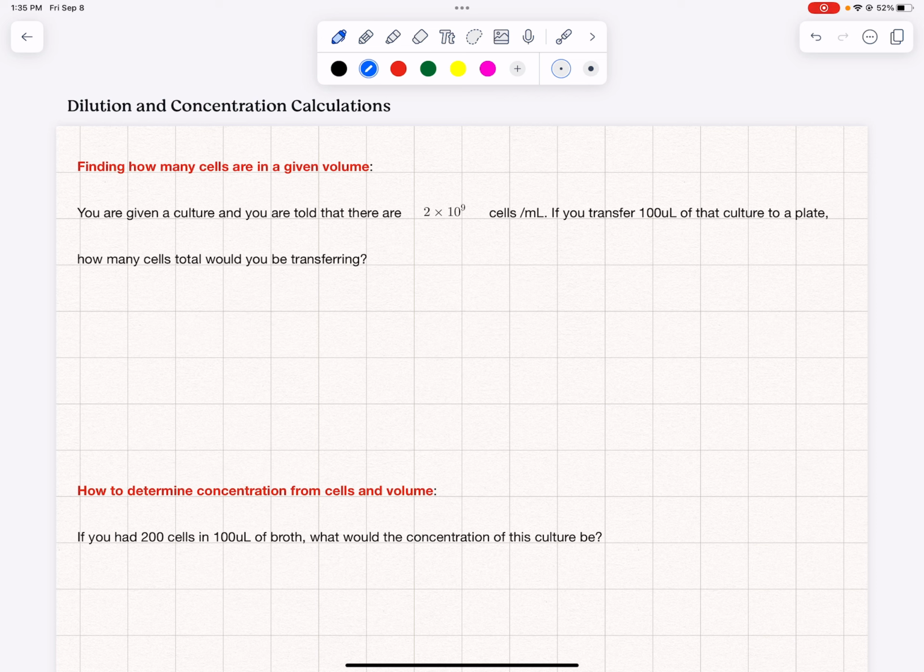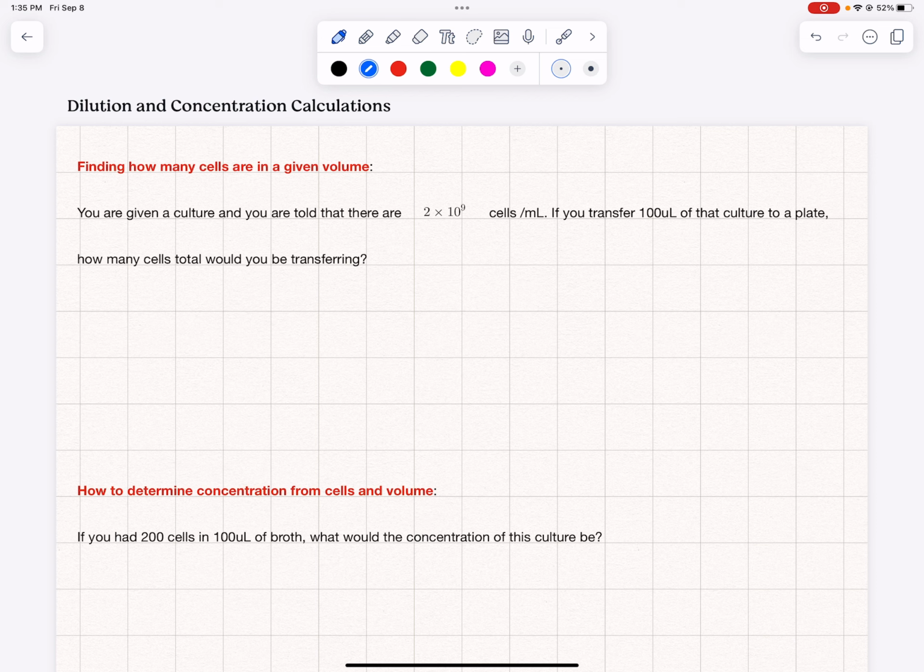So the scenario is that we are given a culture and you are told that there are 2 times 10 to the 9th cells per milliliter. If you transfer 100 microliters of that culture to a plate, how many cells total would you be transferring?